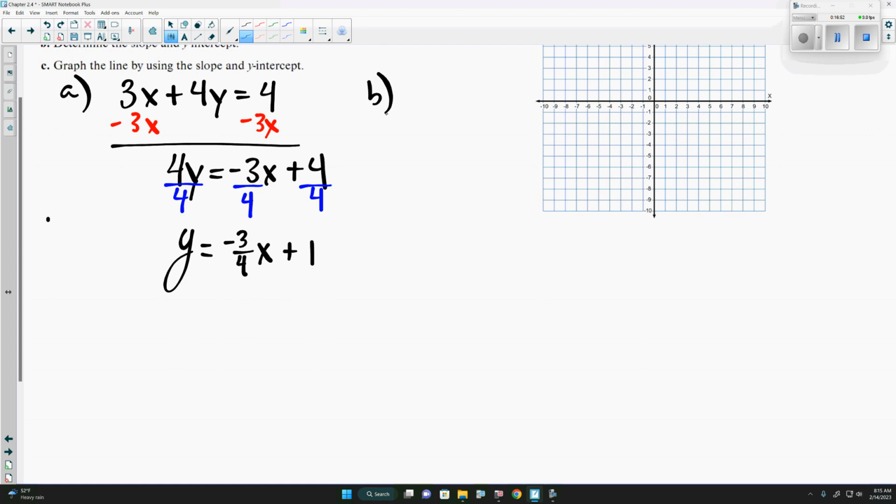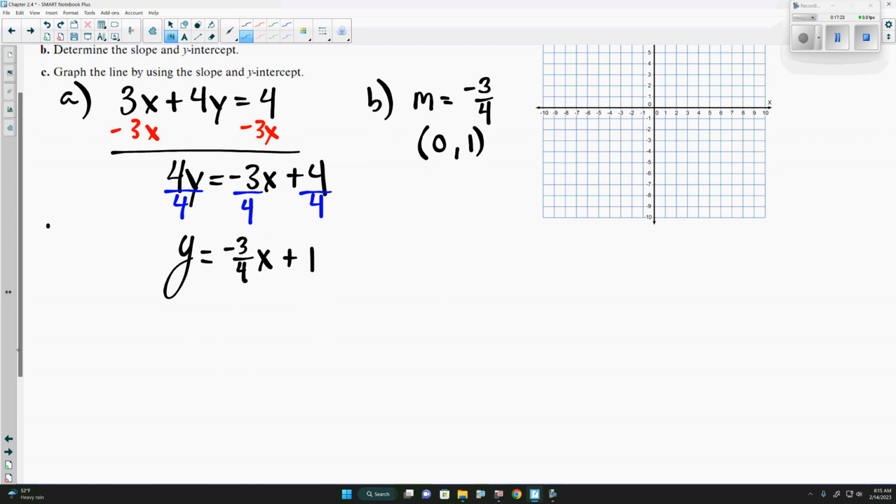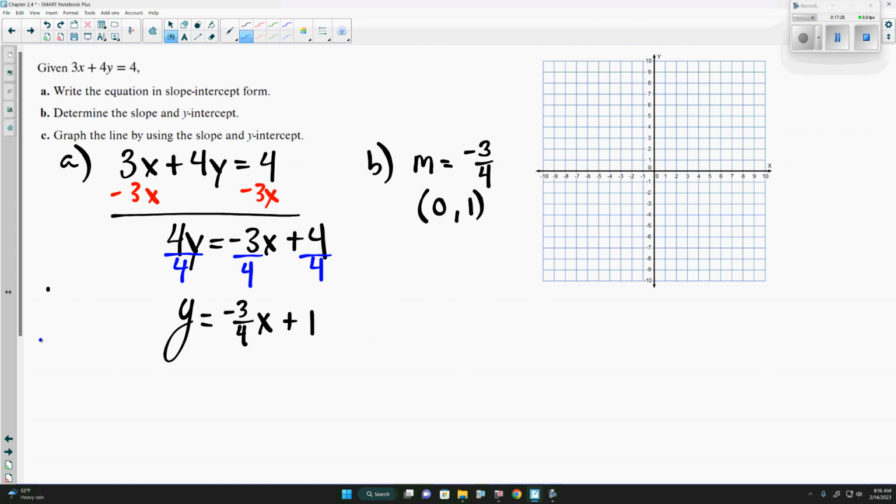Now the slope is negative 3/4. Not the number in front of m, the number in front of x, which is m, which is negative 3/4. Our y-intercept is the point 0, 1. If it had been minus 1, it would have been 0, negative 1. Questions on this so far?